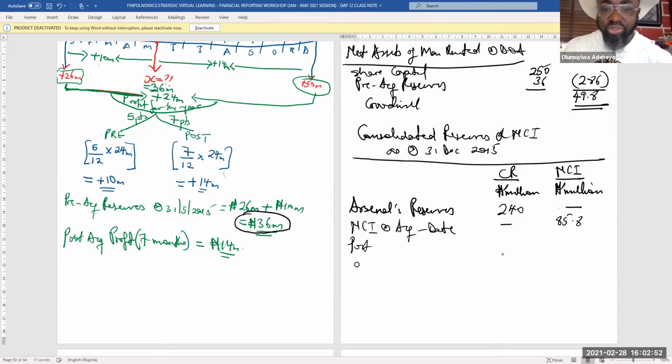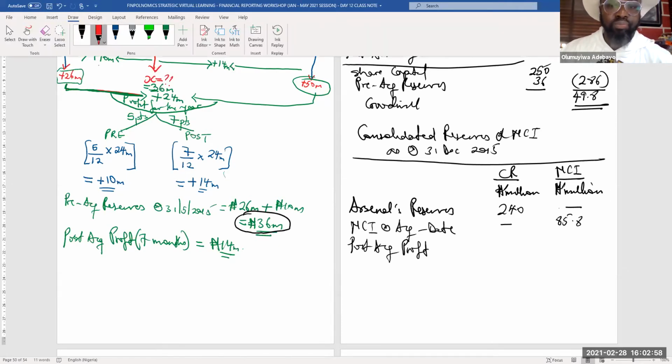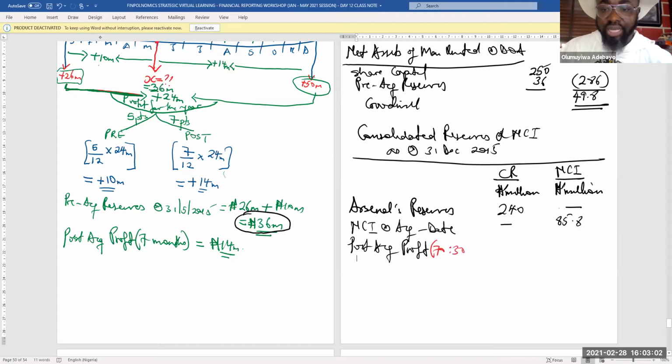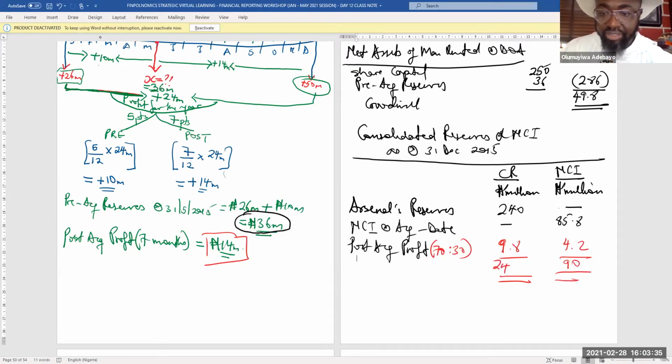What is the share of post-acquisition profits? The share is in the ratio 70 to 30. Why? Because that is the ratio of the stake. 70-30 of what? Of 14 million. 70% of 14 million is 9.8, and 30% of 14 million is 4.2. This gives me 90, and this gives me 249.8. Does that make sense?